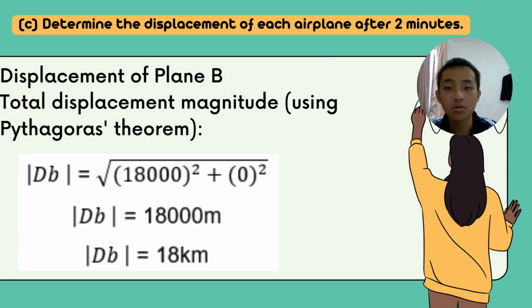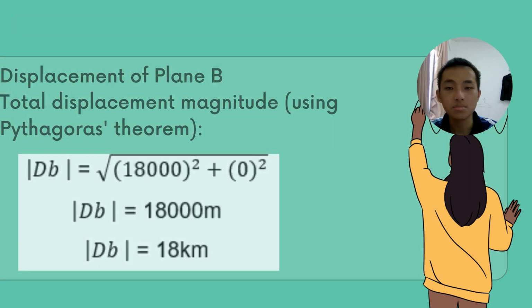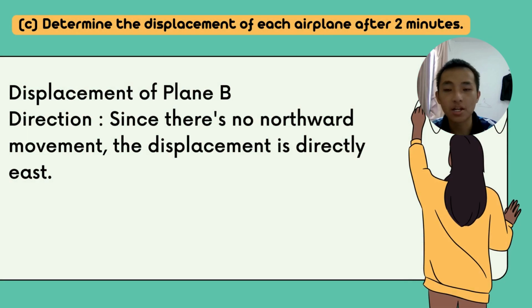So we can find the total displacement of plane B by using the Pythagoras theorem. The total displacement of plane B is equal to square root of 18,000 squared plus 0 squared, which is equal to 18,000 meters, and it is 18 kilometers. For direction, since there is no northward movement, the displacement is directly east.